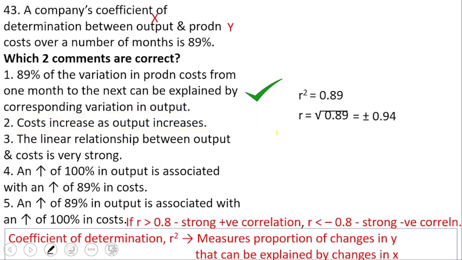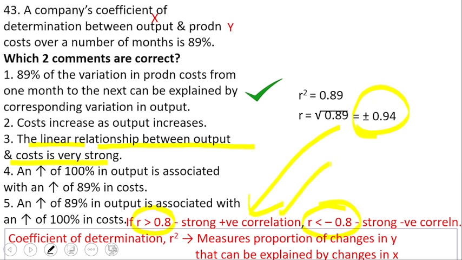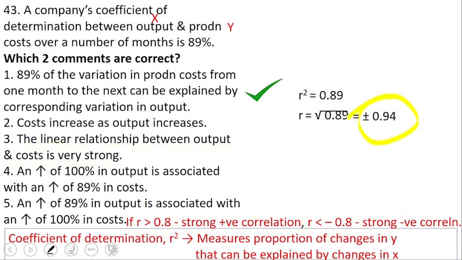which means that we cannot say that it is correct in all circumstances. Now, going to comment 3, the linear relationship between output and cost is very strong. Yes, it's definitely strong. We have calculated R to be plus or minus 0.94, and we have seen that if R is greater than 0.8 or if R is less than negative 0.8, there is a strong positive or negative correlation. Since R's value is plus or minus 0.94, it has definitely crossed this threshold of 0.8, and hence the linear relationship between output and cost is very strong. So statement 3 is also right.